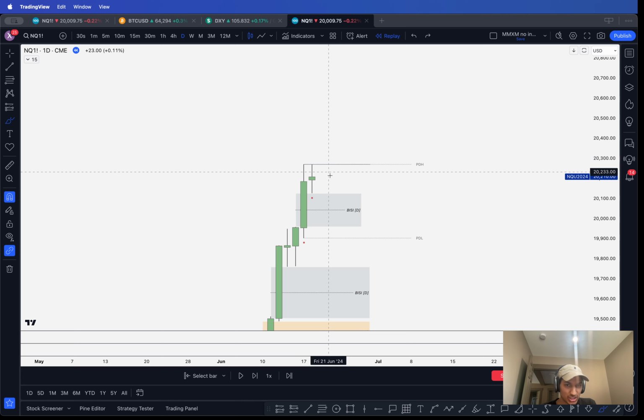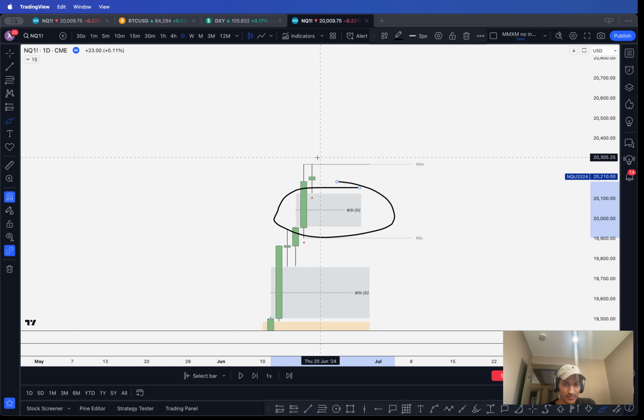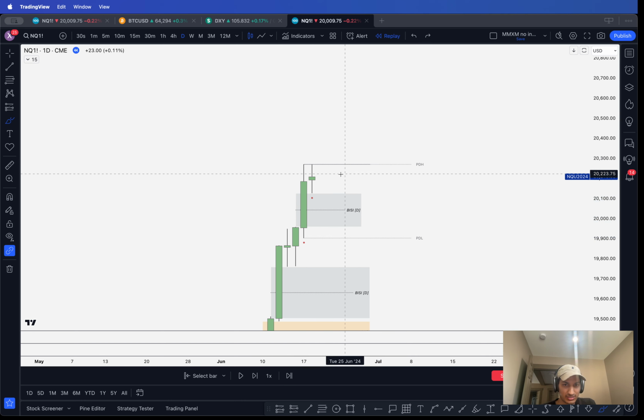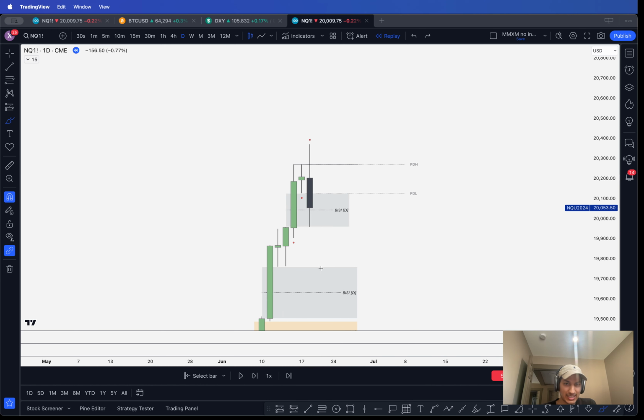Just looking at the daily chart, using IRL from ERL. Fantastic. What does the next day do? Gives us exactly that, right? ERL into IRL. Okay, cool.